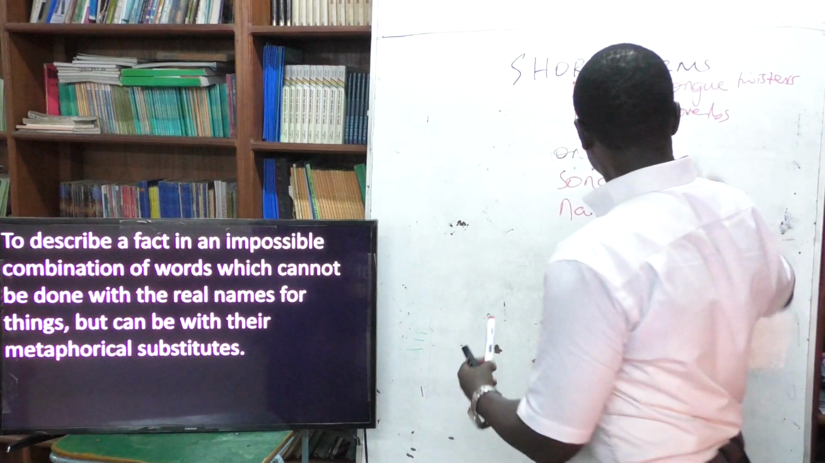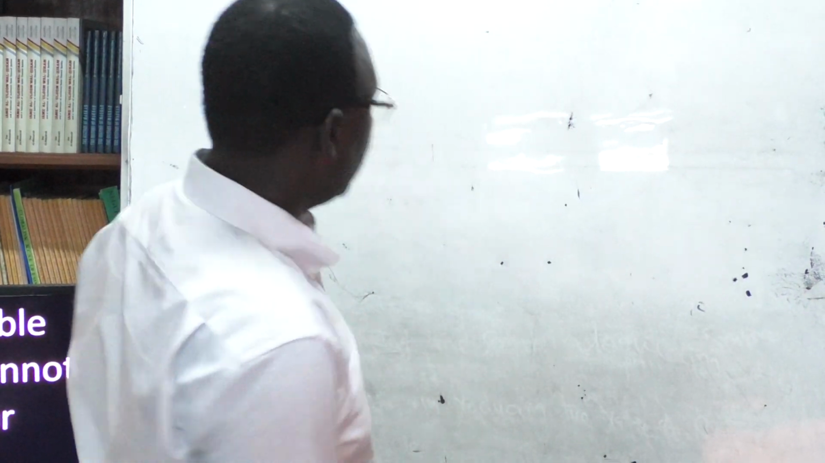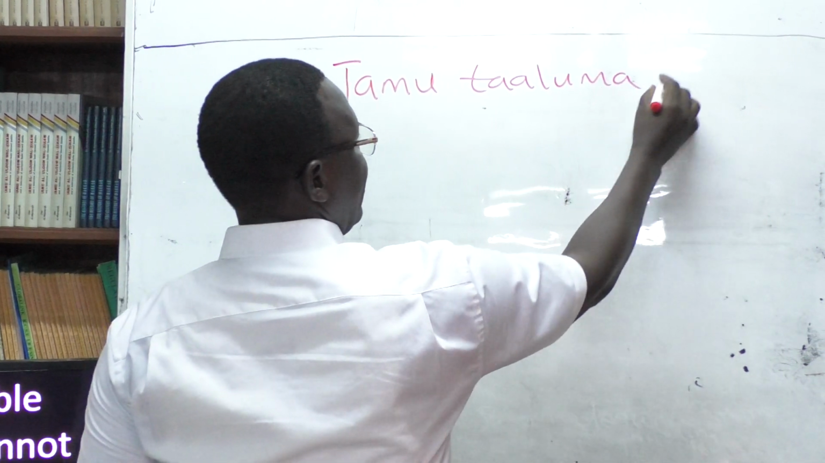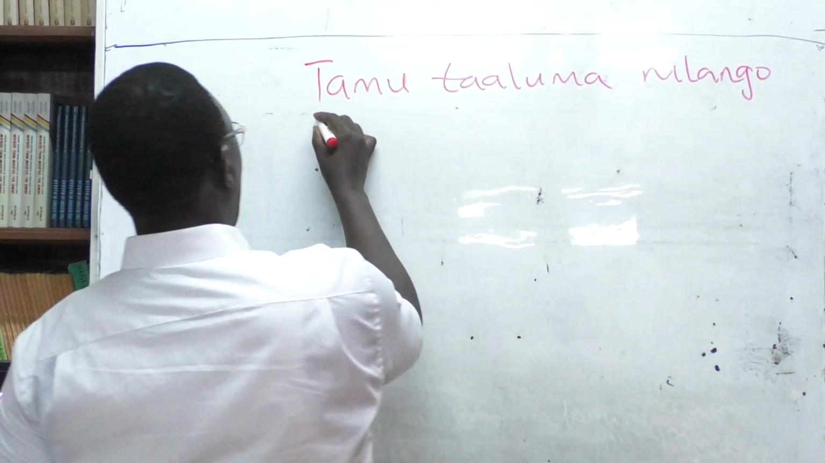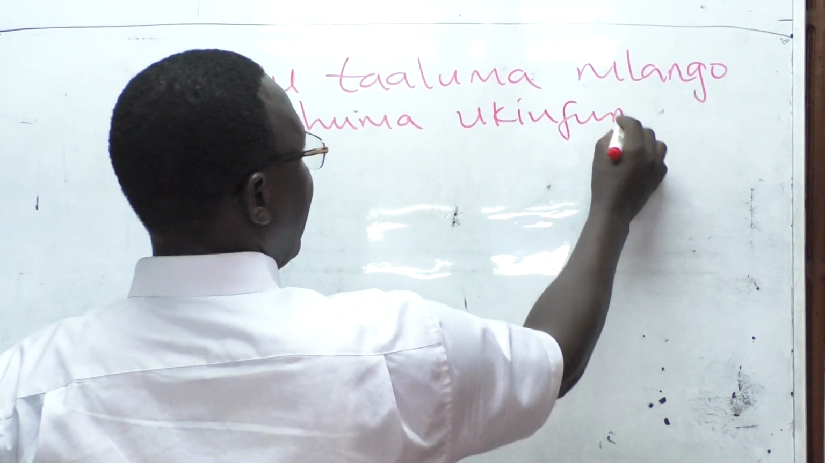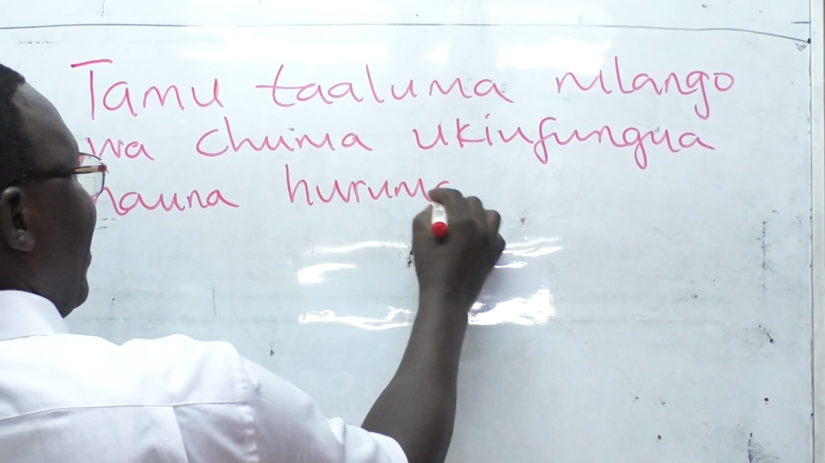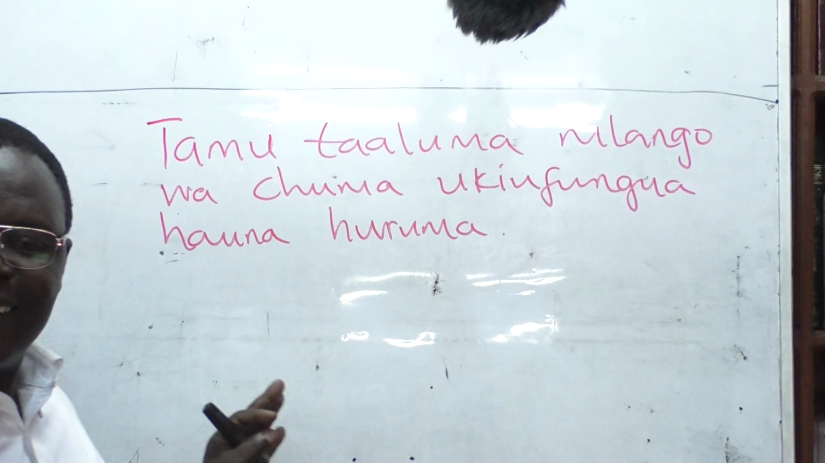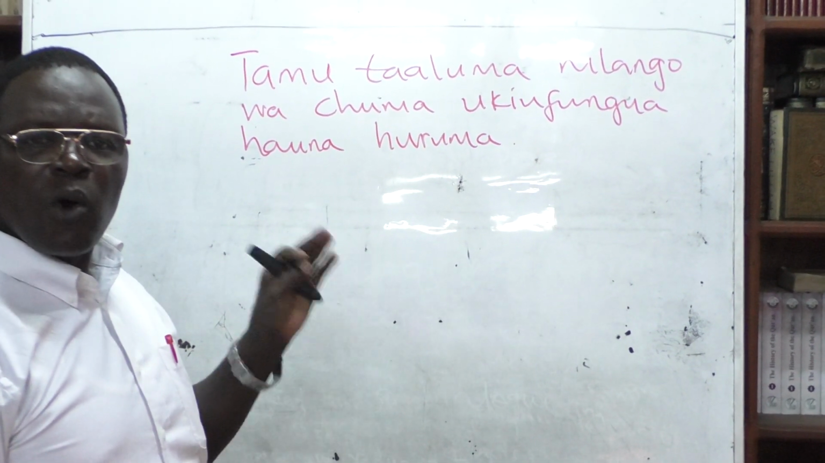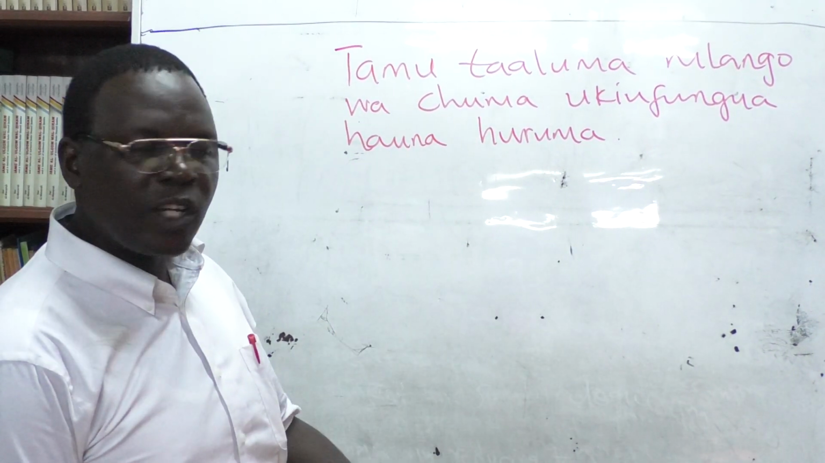For example, Tamu taaluma, mlango wa chuma, ukiufungua hauna huruma. Look at that description, for example. Here we have a fact that is an impossible combination of words which cannot be done with the real names for things, but can be with their metaphorical substitutes.